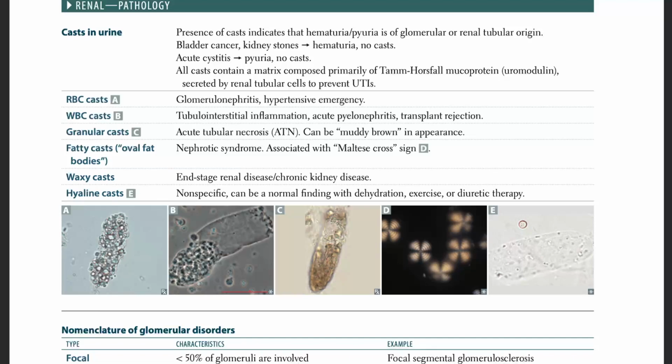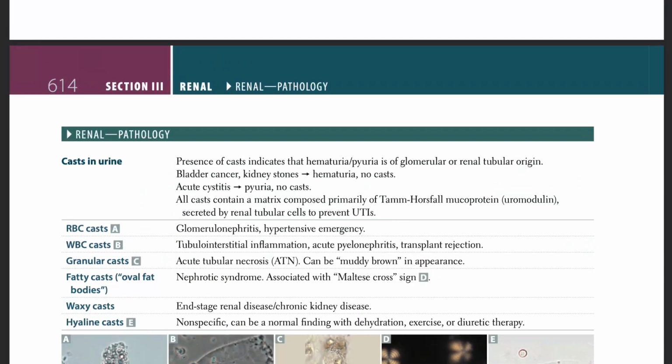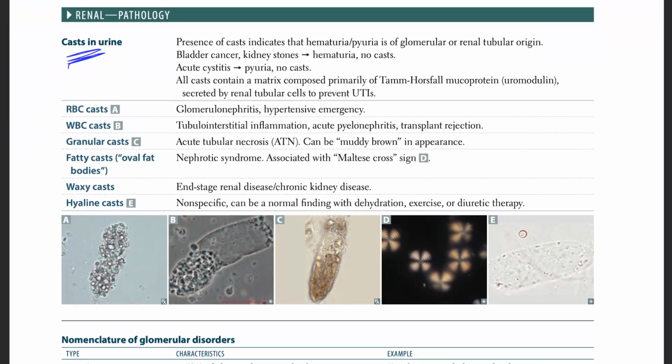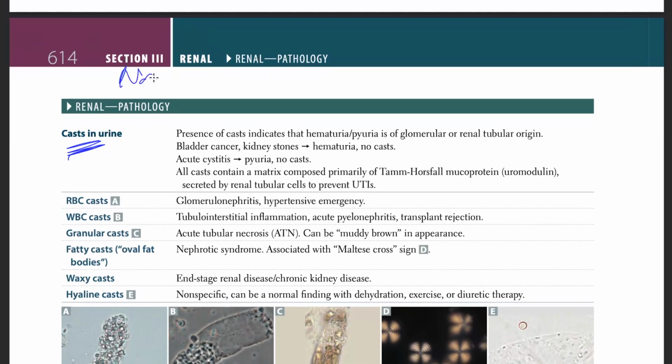Let's talk about the cast in urine. Very important. Just by looking at it, or knowing which cast it is, we can right away tell which pathology we are talking about. So normally for this, we have to know the normal. What is the normal?